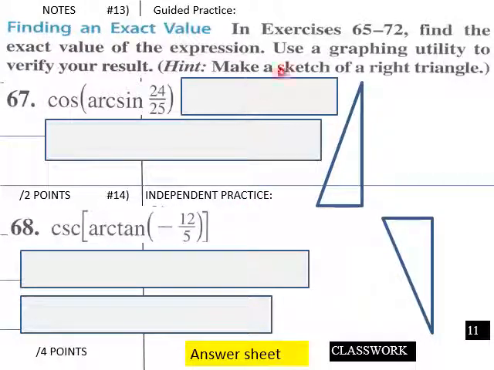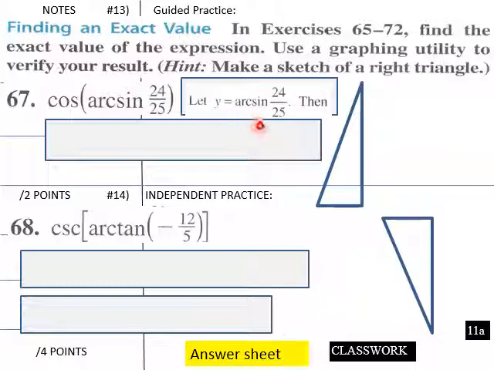Let's try one now. Find the exact value of the expression. Use a graphing utility to verify your result. So cosine of arcsine 24 over 25. And down here, the cosecant of arctan of negative 12 over 5.